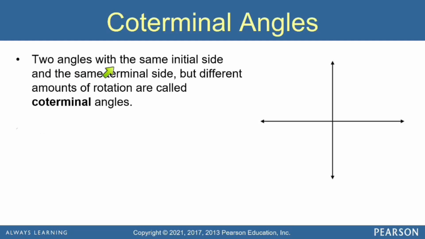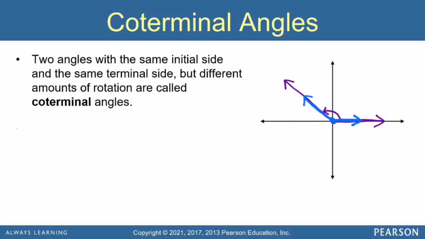So two angles with the same initial side and the same terminal side, but different amounts of rotation, are called coterminal angles. So here I've drawn an angle in standard position, and you can see that the terminal side falls in quadrant 2, and this angle is going to be between 90 degrees and 180 degrees because it's just rotating from here around to quadrant 2. So we know it's more than 90, but we know it's not quite 180.